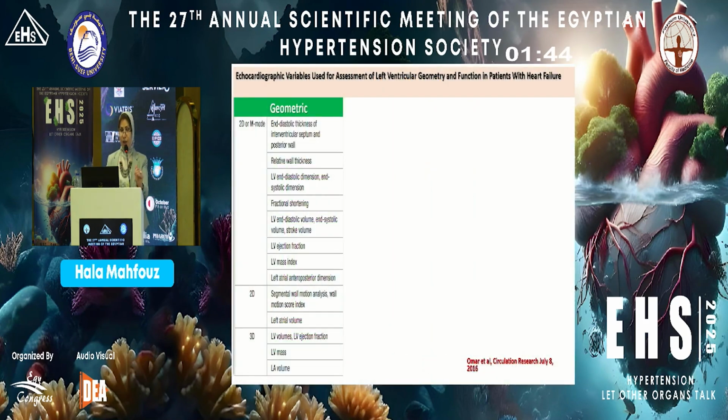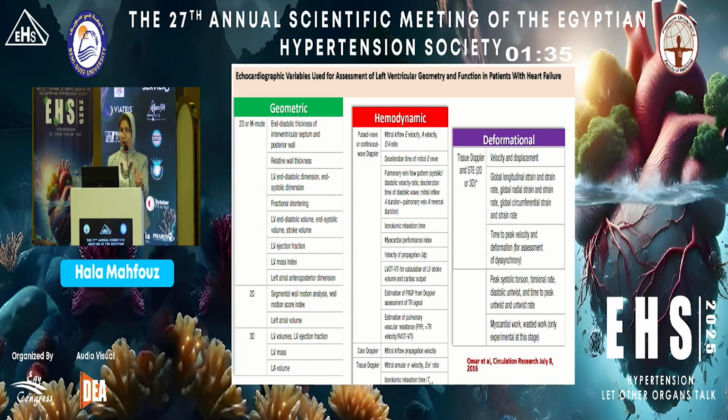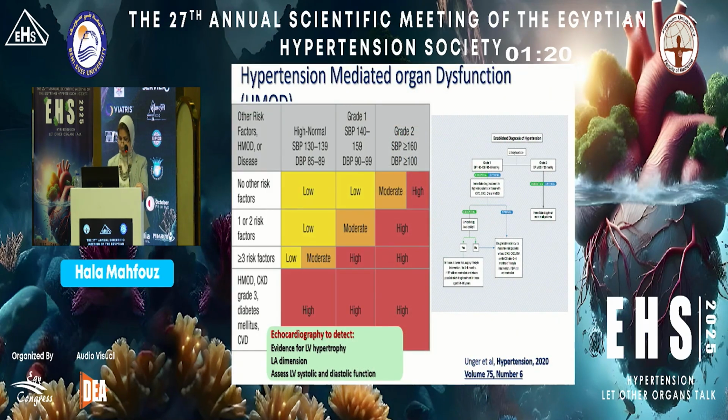In addition to the geometric parameters and the hemodynamic parameters from the mitral and tricuspid inflow, in addition to tissue Doppler examination, now we have the deformation parameters, which are essential to assess the systolic function, especially the subclinical systolic dysfunction in patients with hypertension, including strain and strain rate imaging, whether longitudinal, circumferential, or radial strain.